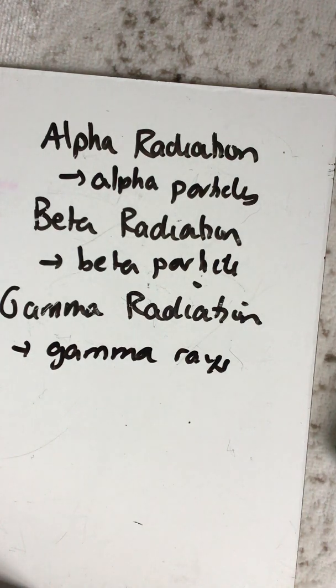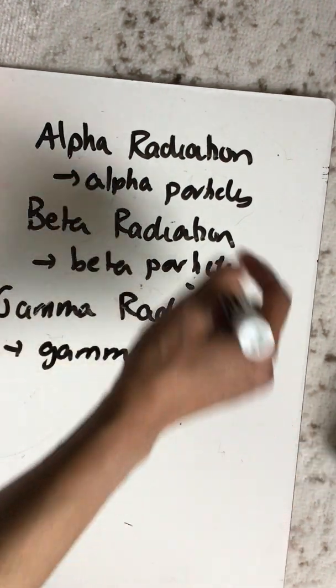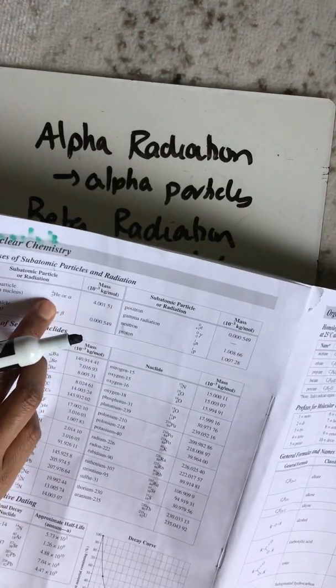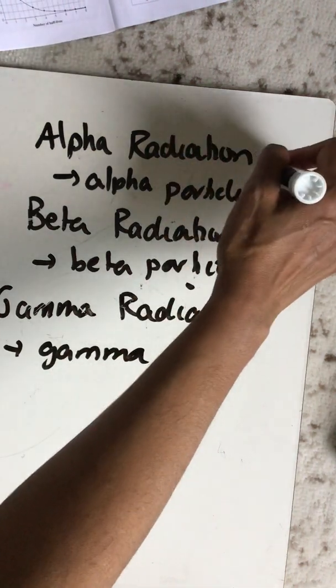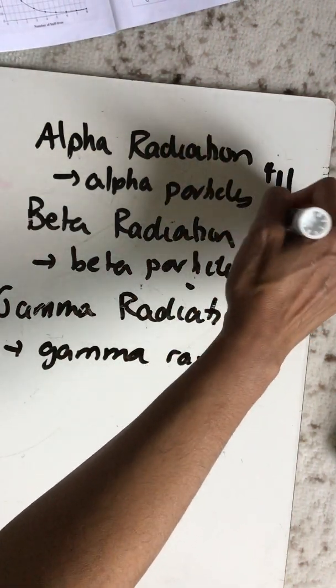So what is an alpha particle? An alpha particle, it shows you on this page, page 8, helium-4, 2. Helium-4, 2, that's an alpha particle.